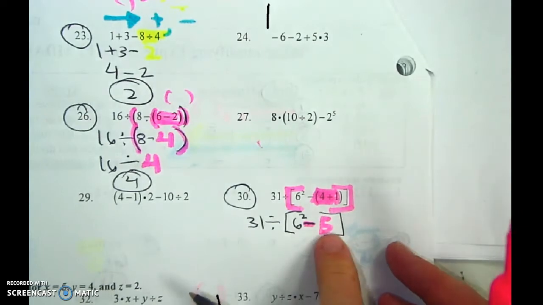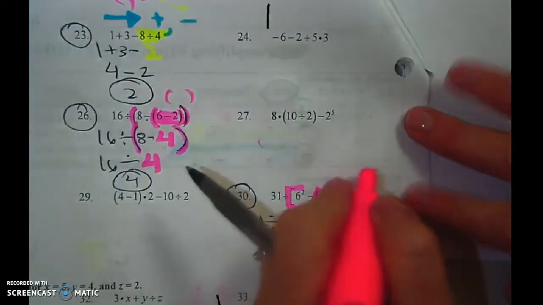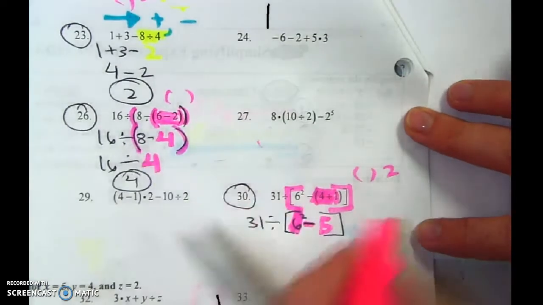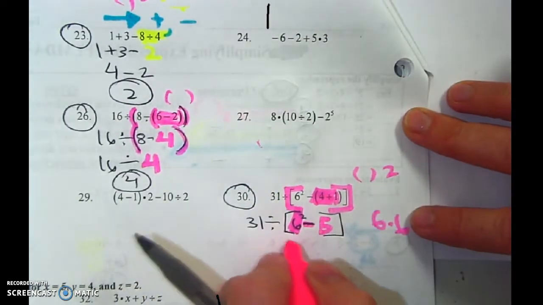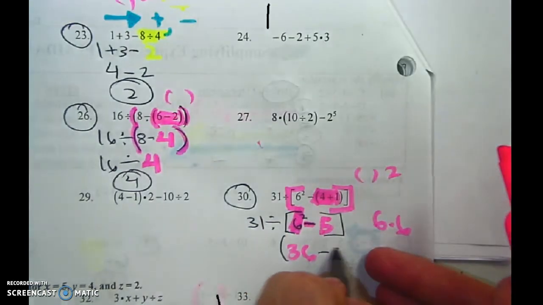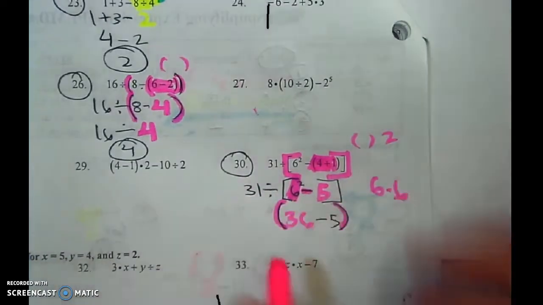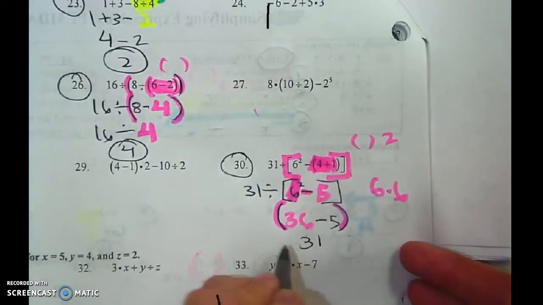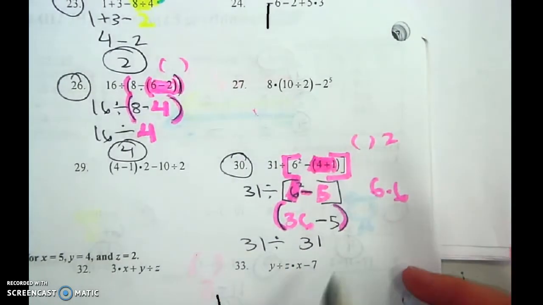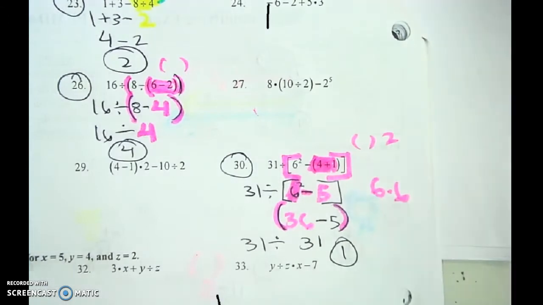Now, when I look here, should I minus first or exponent first? Parenthesis is first. Exponent is second. So 6 squared is 6 times 6, which is 36. I can make it a normal parenthesis. Minus 5. Keep the parenthesis. Still on parenthesis. 36 minus 5, 31. Now it's one number. I don't need the parenthesis. 31 divided by 31, 1, and I'm done.